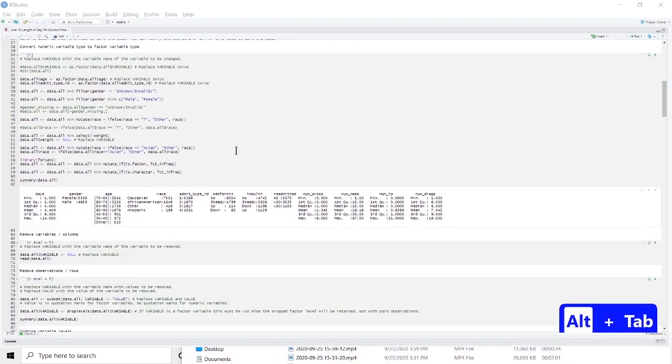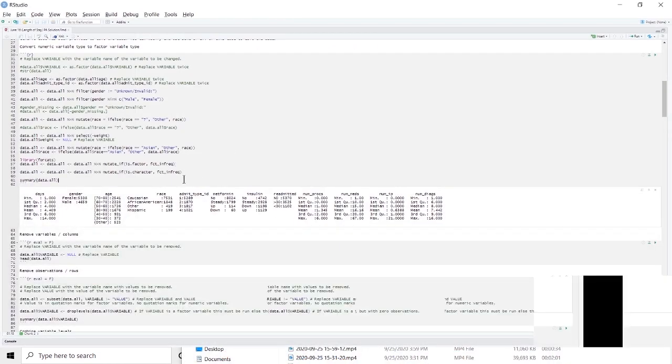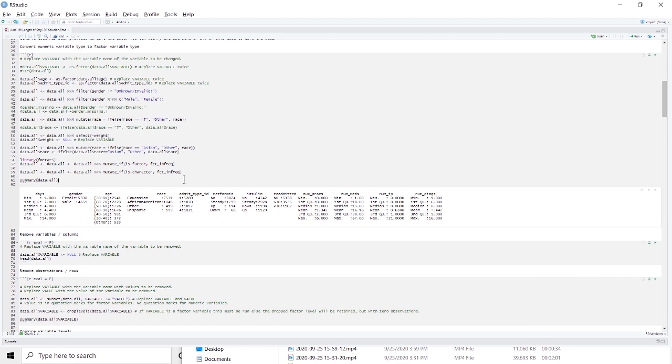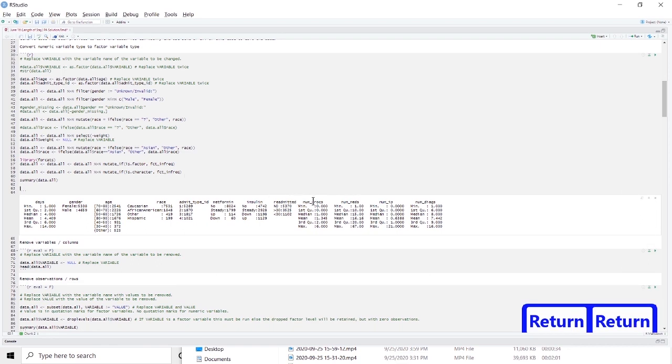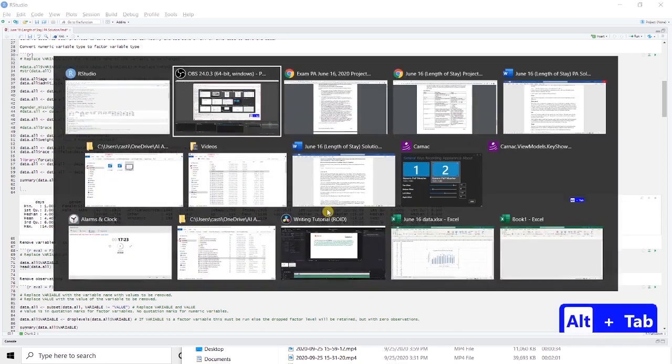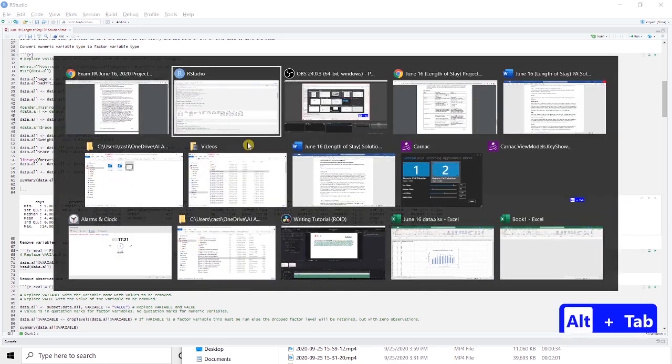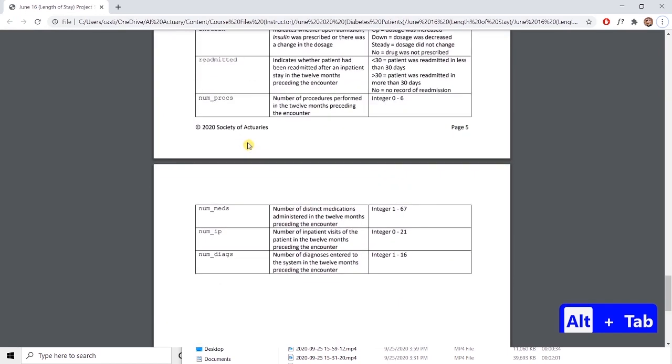Another type of missingness, which is more subtle, is when values are 0, which should not be 0. Consider the numeric variables: num-procedures, num-meds, num-inpatient visits, and num-diagnoses. Does it make sense for these values? For instance, number of procedures goes from 0 to 6. So does it make sense that a patient would have these values? Consider the data dictionary. Num-procedures is the number of procedures performed in the 12 months preceding the encounter.